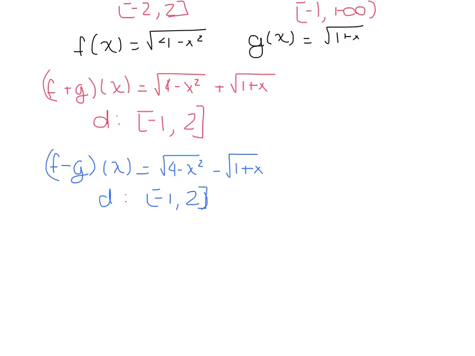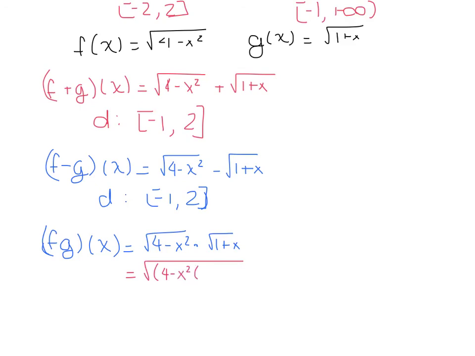Let's multiply them. F times g of x. So now I'm going to have 4 minus x squared times 1 plus x. Both of these can technically come under the radical together. And let's just leave it like this. 4 minus x squared times 1 plus x. The domain is the same thing as before, as the first part, for the same reason. Okay, so our domain is still from -1 to 2, including both of these values.